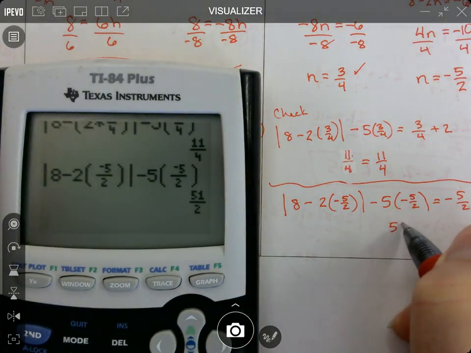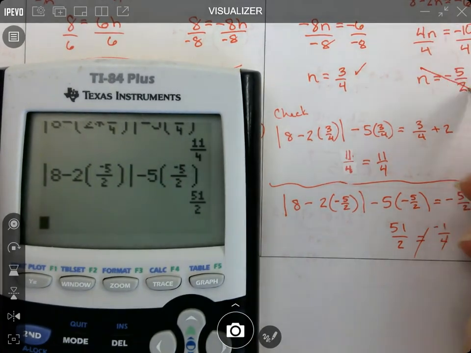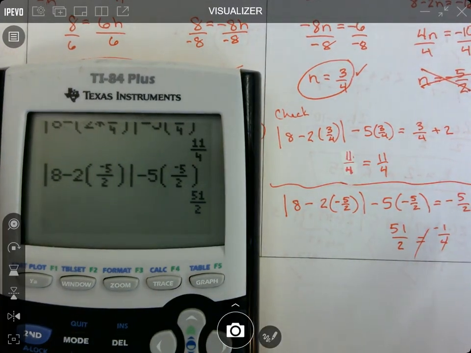So this one gave me 51 over 2. Does anyone agree with me? And then this would be 4 over 2 if I convert that, and that gives me negative 1/4, and that is just not going to work, so I'm throwing out that answer. What say? Yeah, the bottom equation.